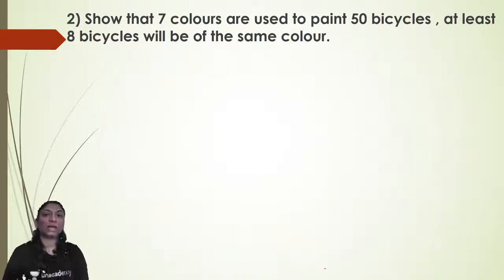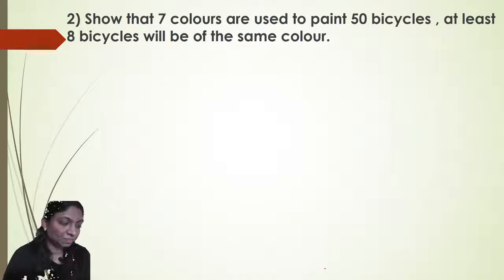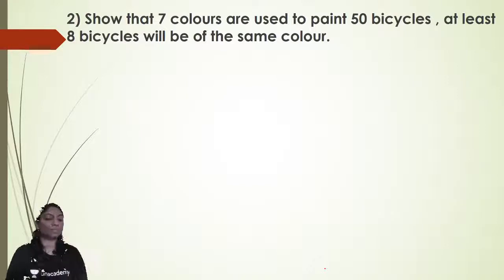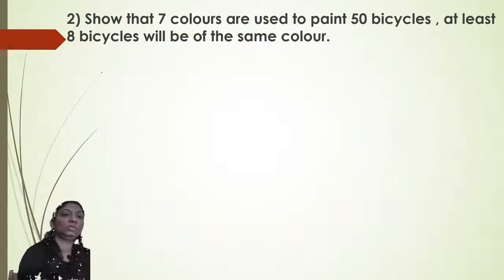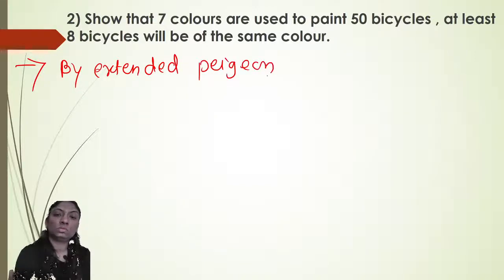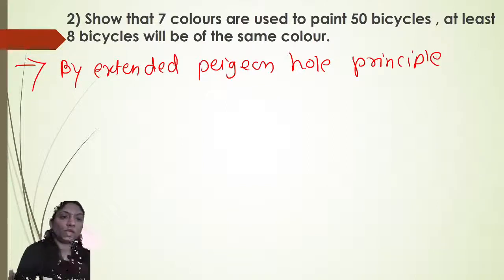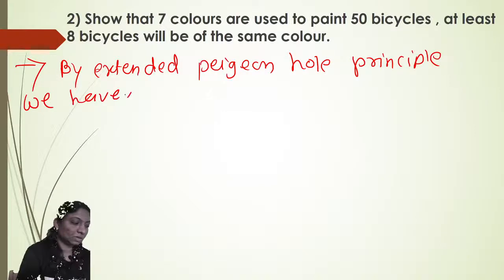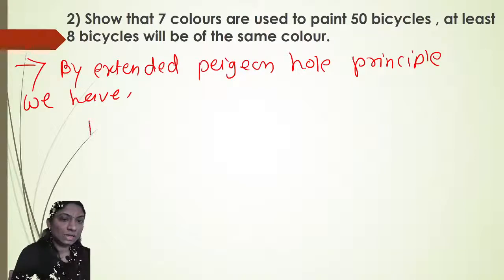Next is, show that if 7 colors are used to paint 50 bicycles, at least 8 bicycles will be of the same color. Easily you can show this by the extended pigeonhole principle. By the extended pigeonhole principle, we have here n is equal to 50, m is equal to 7.